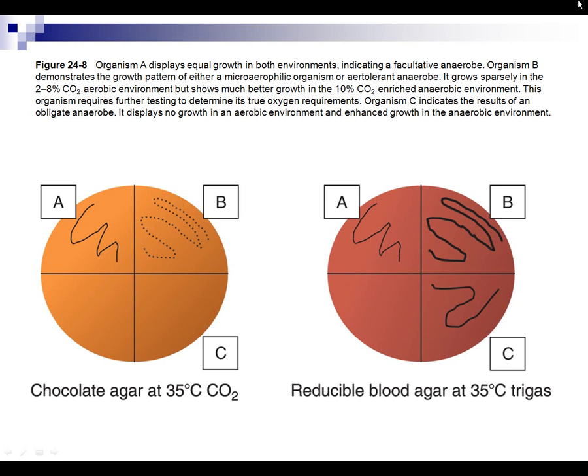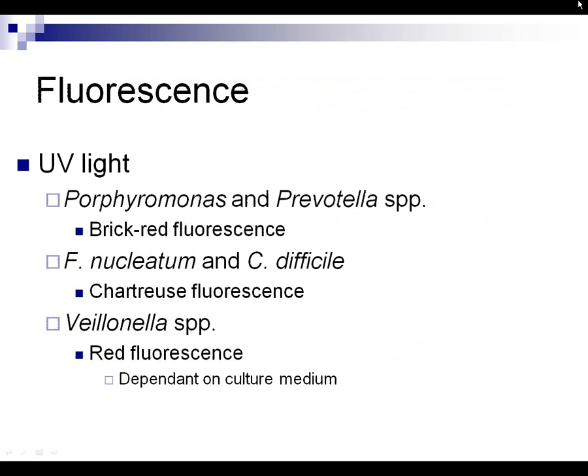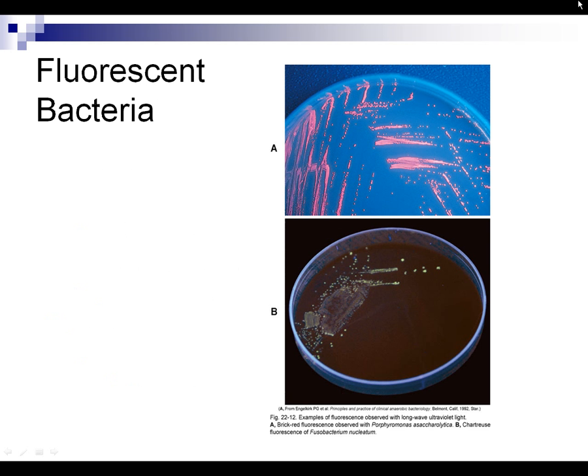Here's a good slide showing the difference between 4 different types of anaerobes. Fluorescence is a useful characteristic to evaluate several organisms. Porphyromonas and Prevotella will have a brick red fluorescence when you shine a UV light on them. Fusobacterium and Clostridium difficile is described as a chartreuse fluorescence, and Veillonella has this red fluorescence. So here's an example of that.